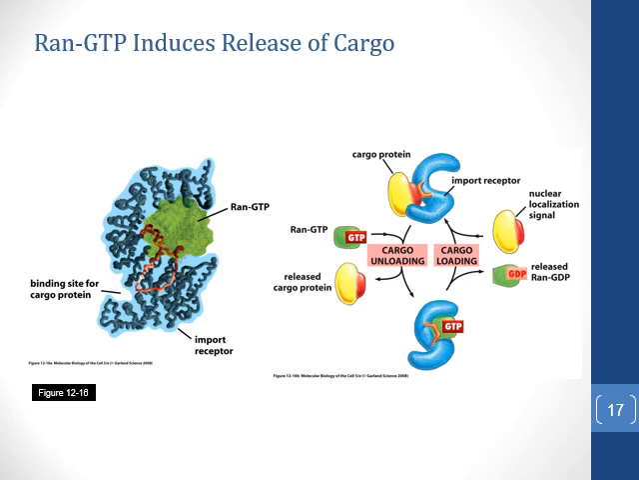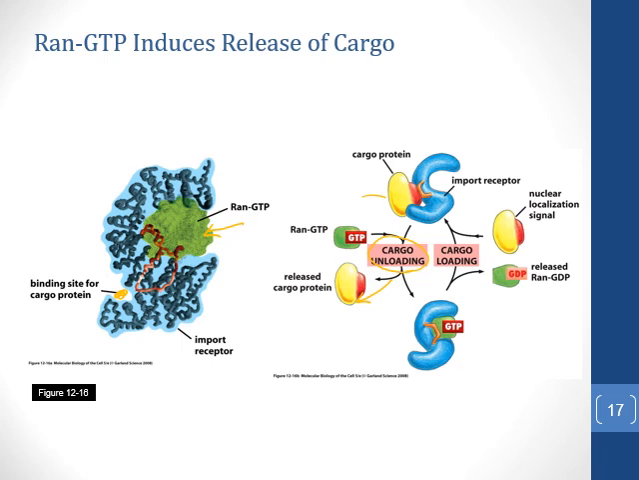Now, this is just another way of looking at the same thing. Here's your import receptor on the left. Here's your binding site for your cargo protein right here. Here's your binding site for RAN. And again, what we said is here's your cargo protein bound to the import receptor. When RAN also binds, we're going to induce cargo unloading, because the cargo is going to be released, and the cargo is going to be released because you can see a change in affinity.